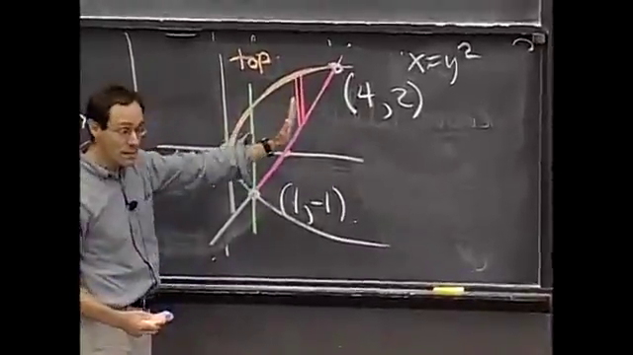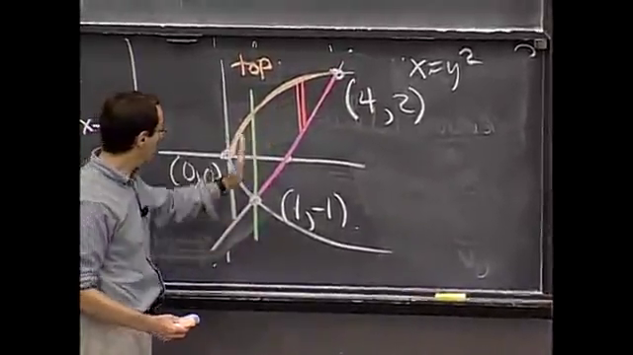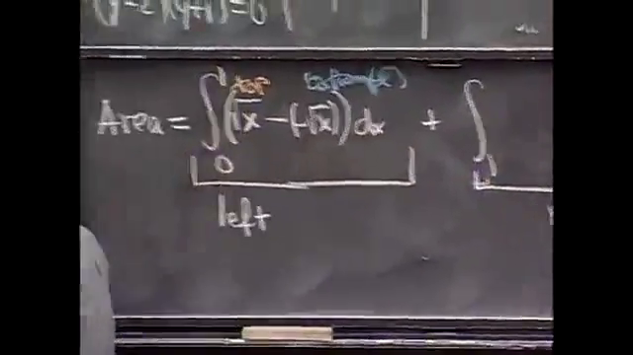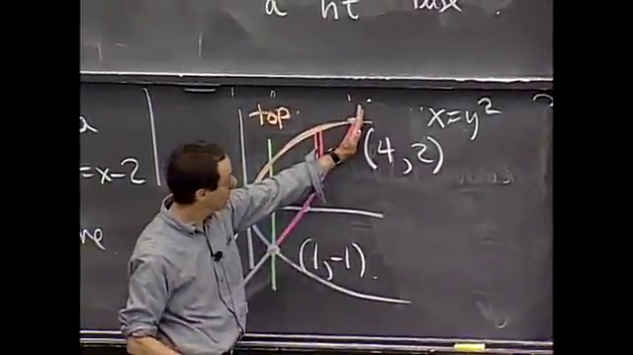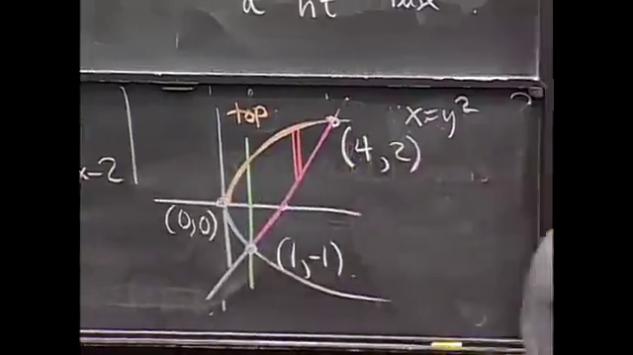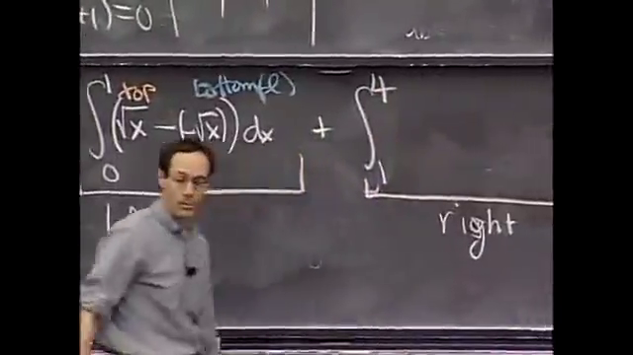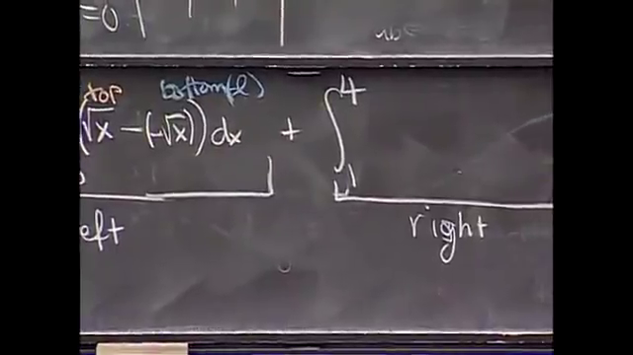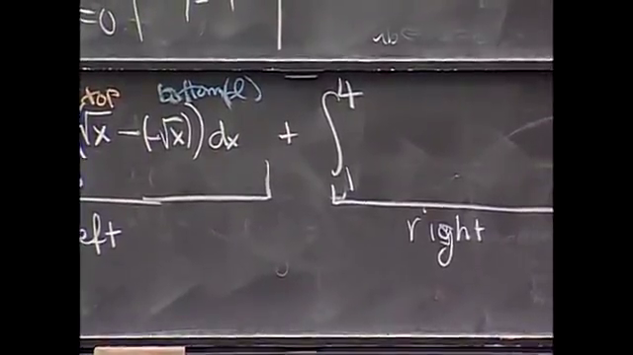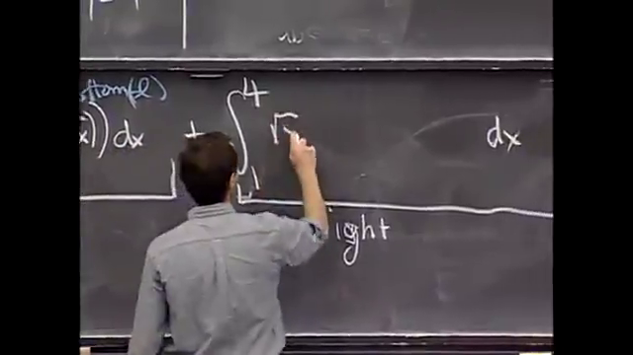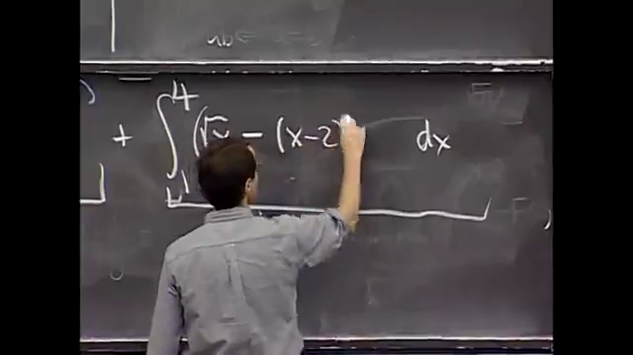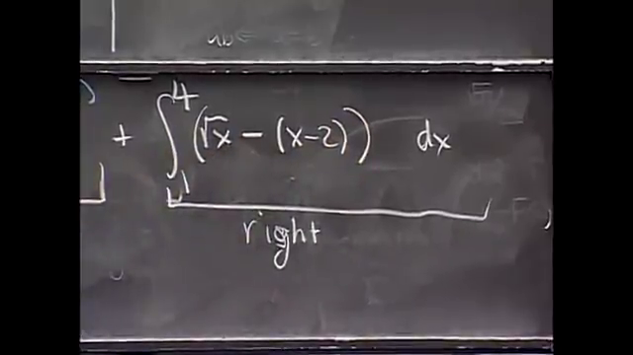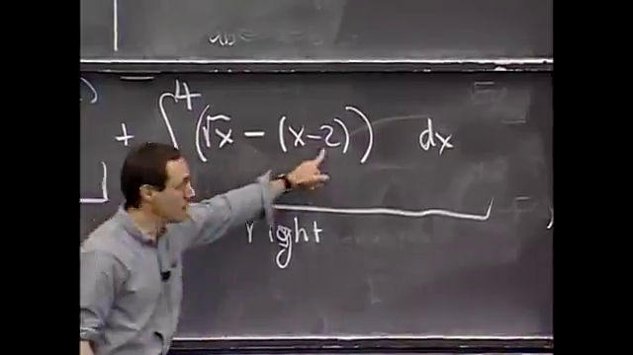Now I'm going to do the right section of the diagram. I start at 1, the lower limit is 1, and I go all the way to this point here, which is the last bit, and that's going to be x equals 4. So the upper limit here is 4. And now I have to take the difference between the top and the bottom again. The top is square root of x all over again, but the bottom has changed. The bottom is now the quantity x minus 2. Please don't forget your parenthesis. There's going to be minus signs and cancellations.